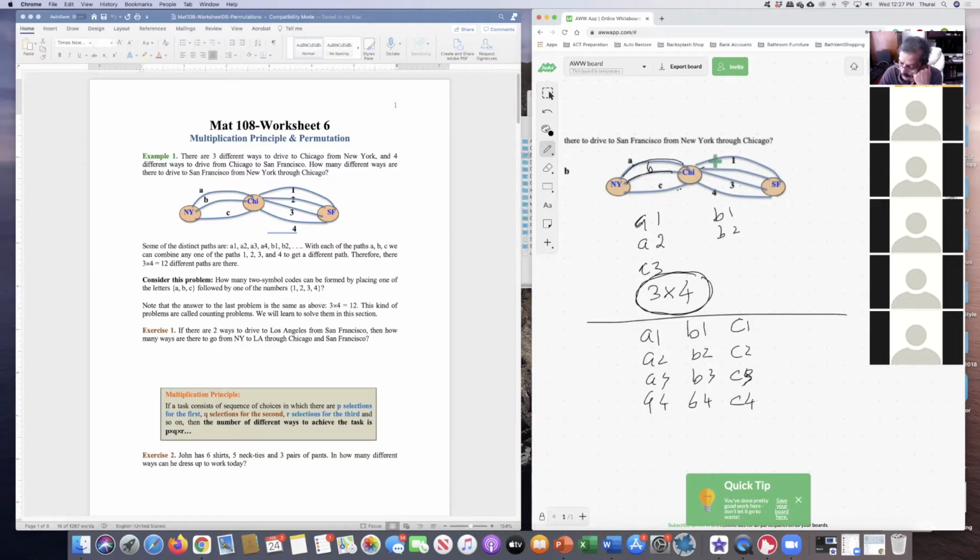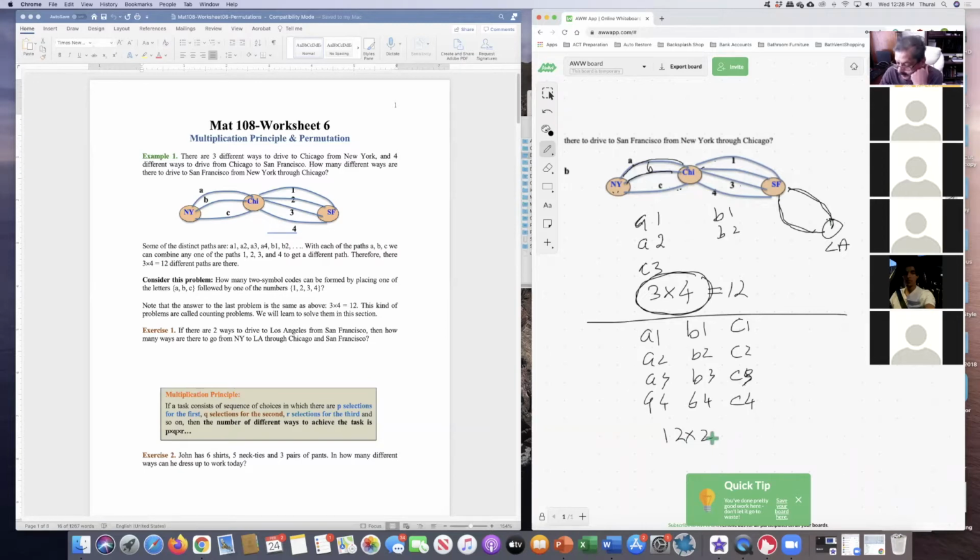So let me ask you another question. Suppose that there's another city, Los Angeles. And to go to Los Angeles from San Francisco, there are 2 ways. So now the question is, how many paths are there to go from New York to Los Angeles through Chicago and San Francisco? What would be the answer? 24. All right. So basically, this is 12. So you just have to multiply that by the 2. You're right. So 12 times 2 will be the answer.